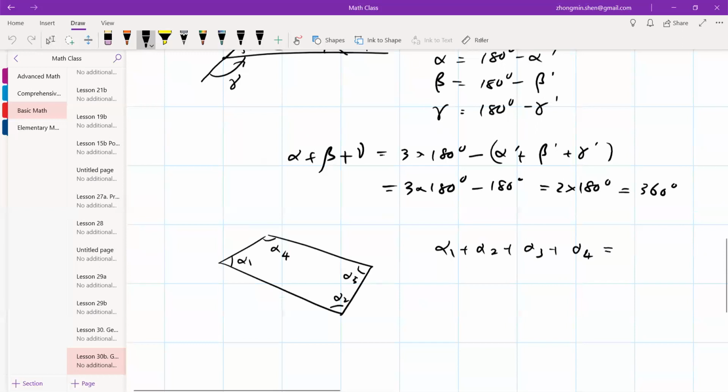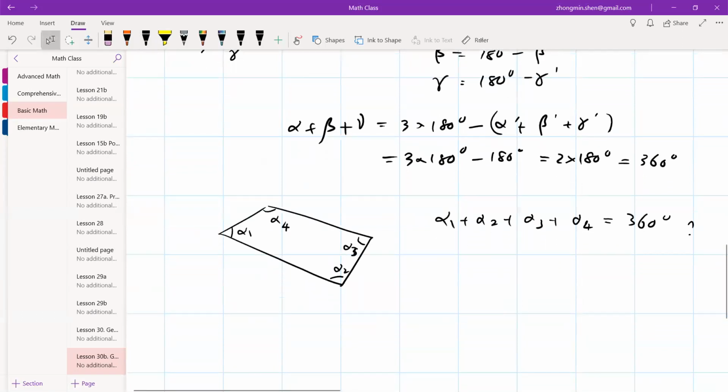Well, we don't know, right? Maybe it cannot be determined. I claim that this is going to be 360 degrees. The question is, how do you know that? So that's right, it's 360 degrees. Why? You can prove that using the previous result. The idea is you divide this polygon into 2 triangles.